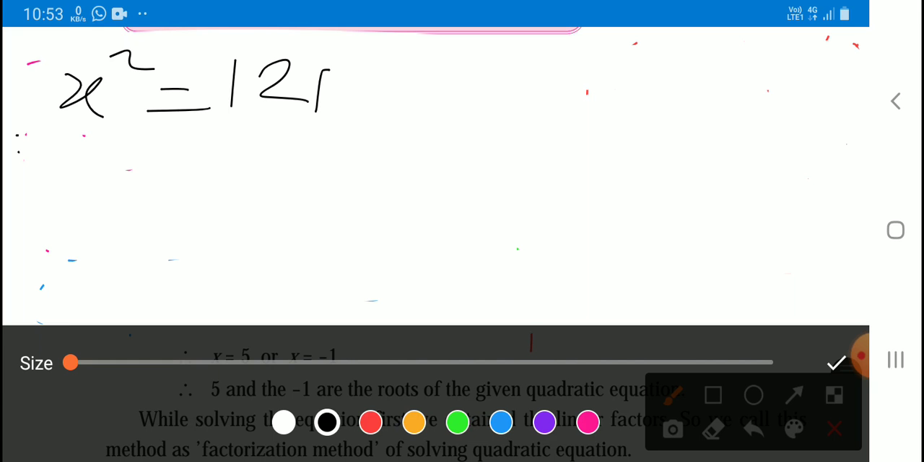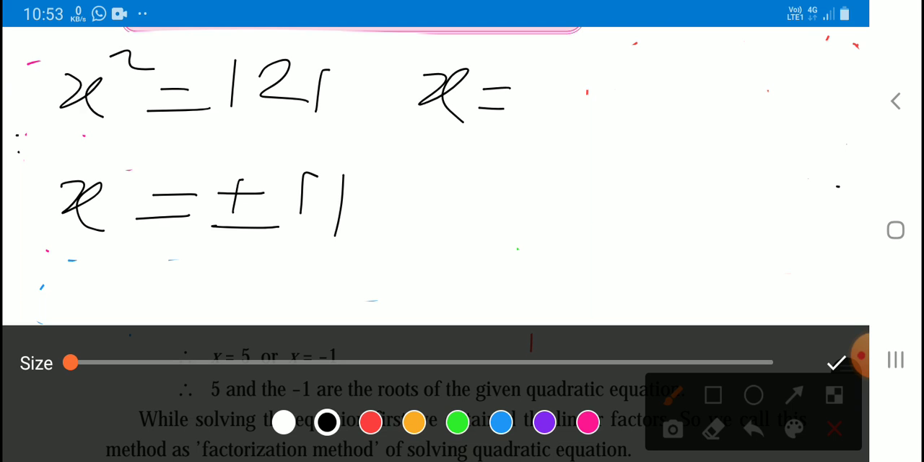Now look here, I want to find the value of x. So taking the square root of both sides, what will I get? x is equal to the square root of 121, which is 11. So my answer will be plus or minus 11. Then the values of x would be x is equal to positive 11 or x is equal to negative 11. Okay, these are the values.